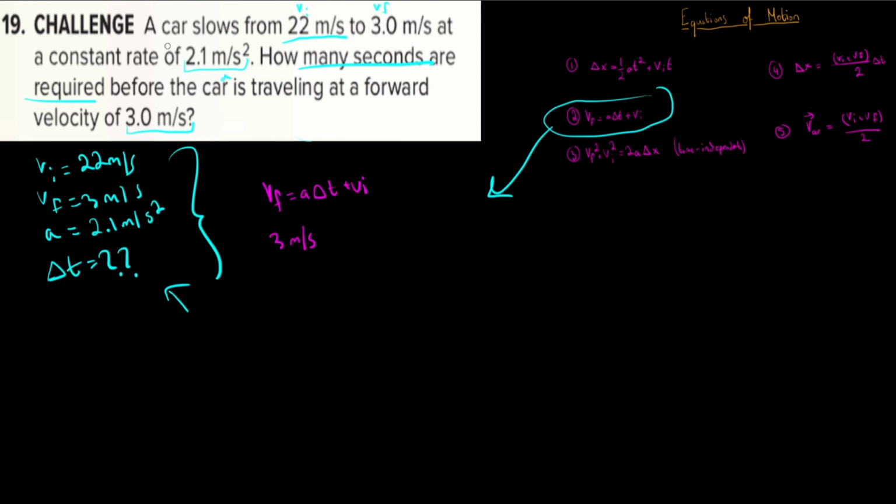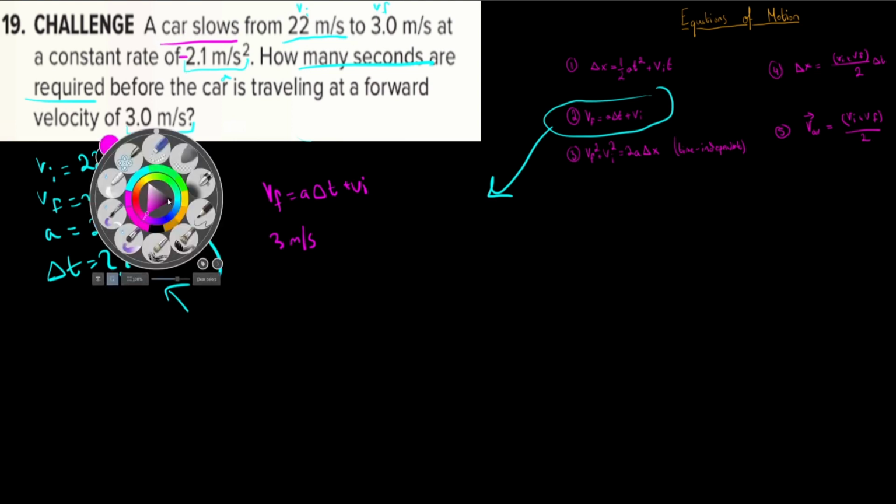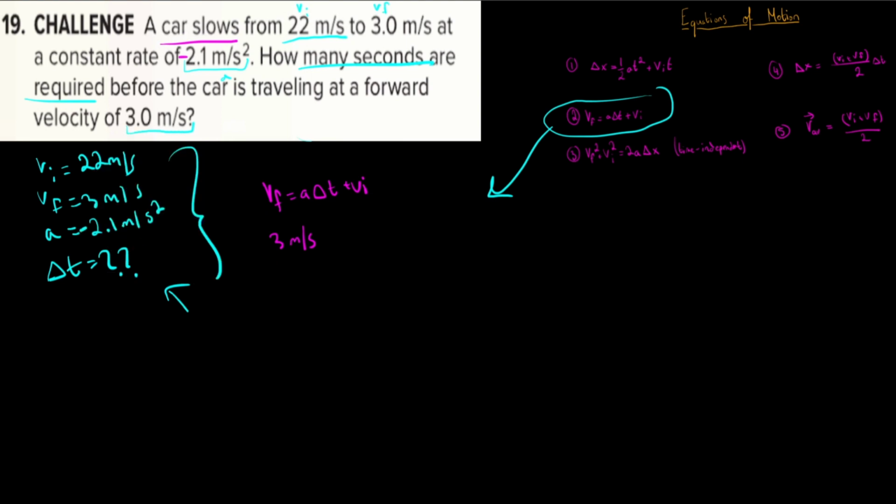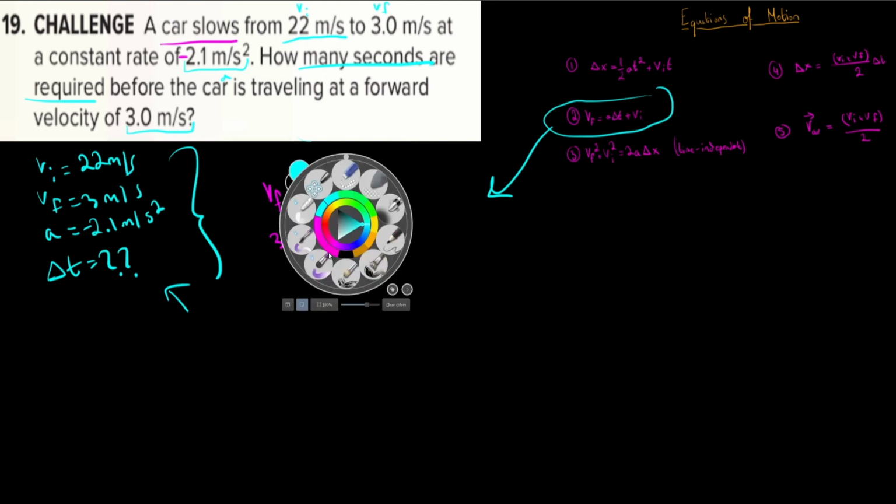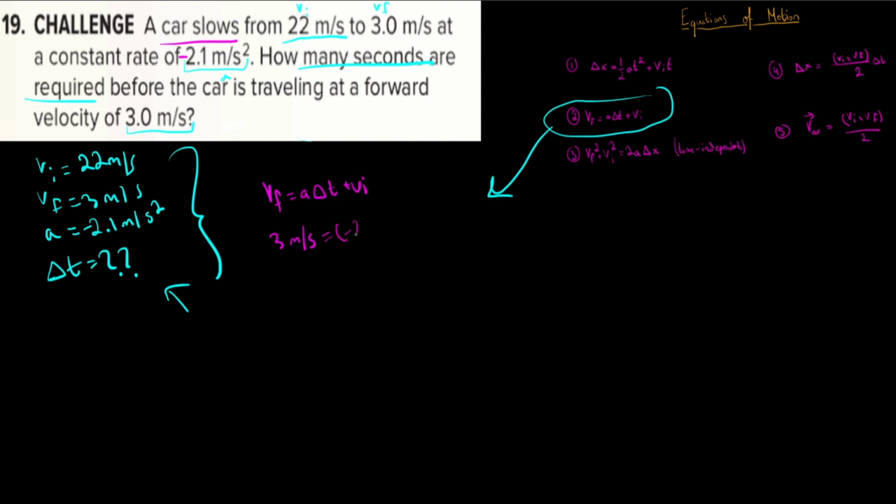But just to note here, the car slows down from 22 meters per second to 3 meters per second, so the acceleration should be negative 2.1 meters per second squared. You have to pay attention to the signs in the equations, because you will get a wrong answer if you don't pay attention to whether it's slowing down, speeding up, or which directions they are going. So here it's 3 meters per second is equal to negative 2.1 multiplied by delta t, and then plus the v initial, which is 22 meters per second.